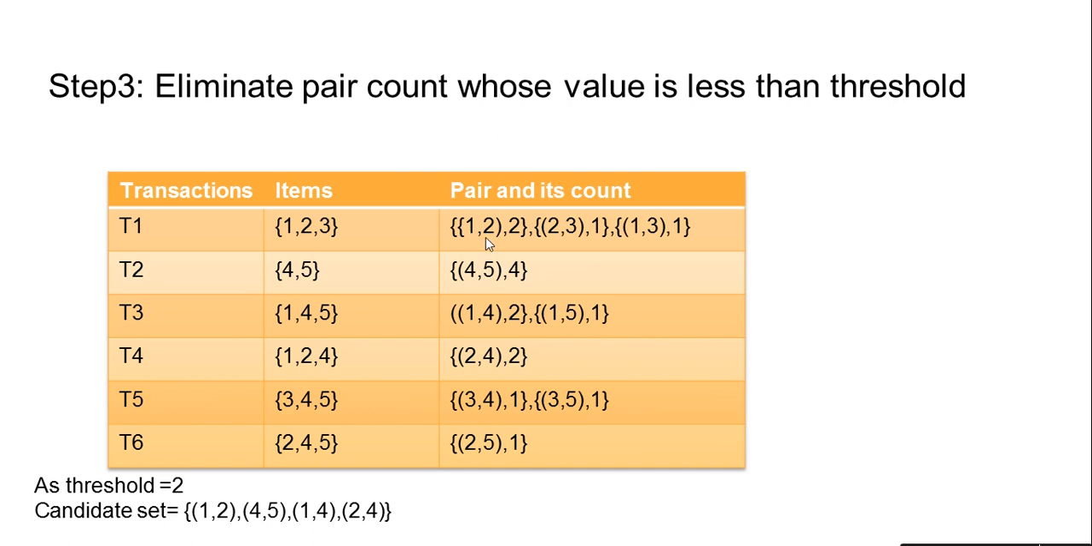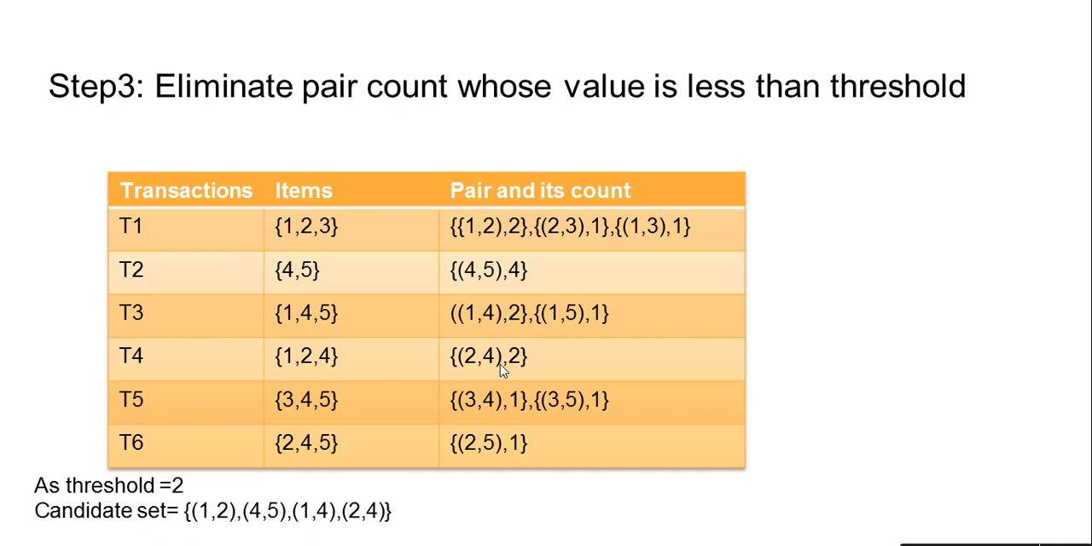As we can see, the first pair is 1, 2 having a count value of 2. Here, the other pair has a count value of 1. So if the count value is below 2, it does not pass our threshold. So only the pairs 1, 2, 4, 5, 1, 4 and 2, 4 have satisfied our threshold. That is why further we will not be considering any other transactions other than those.